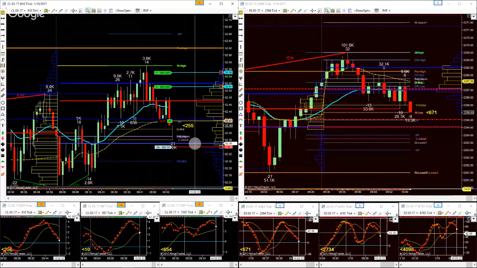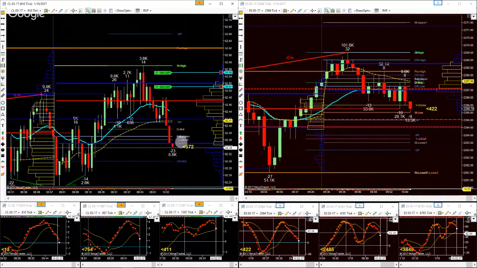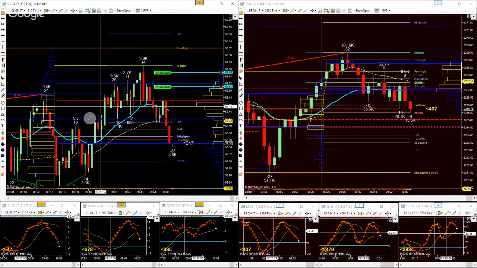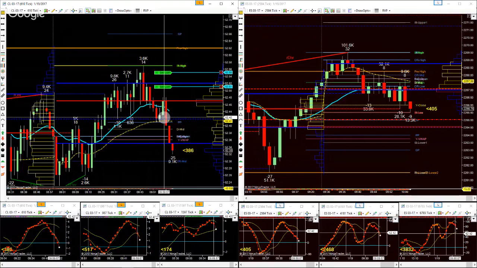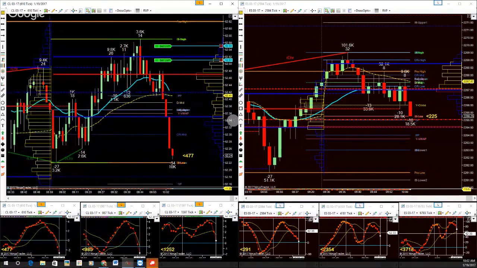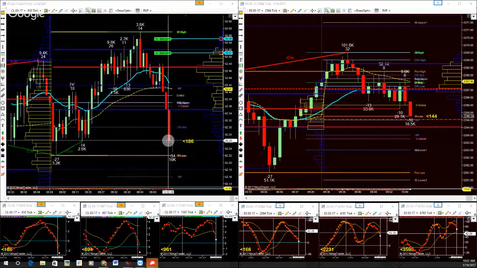Okay, so now what we need to see is we're now testing below value area high, but we'd like to see us come fairly quickly back to trade above it. That would be a very nice sign. Certainly that is not what we're seeing. Okay, so we came in a little late to the party here. We got into the trade around here. Oh, look at this push! Wow.